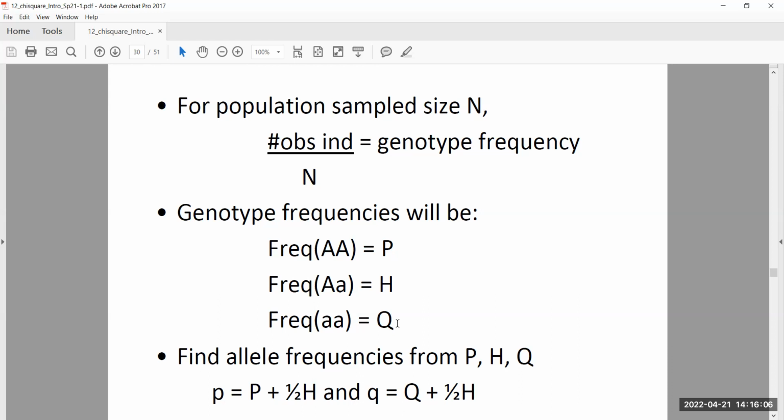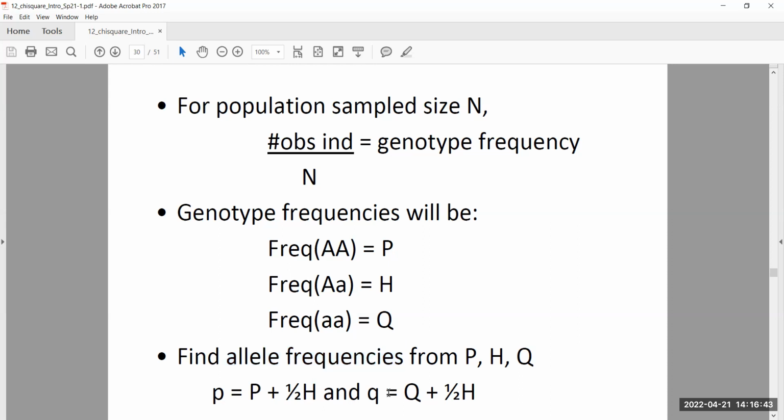All right, once we have found capital P, capital H, and capital Q, we can find the allele frequencies from our population. Right, so we started out knowing the genotype. Each individual has 2 alleles. We need to know how many we have of each genotype in order to figure out the allele frequencies. Right. Once we find capital P, capital H, and capital Q, we can find little p, the allele frequency of the big A allele, by taking capital P plus 1/2 H.